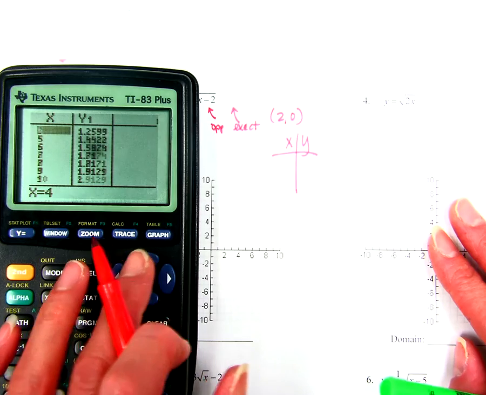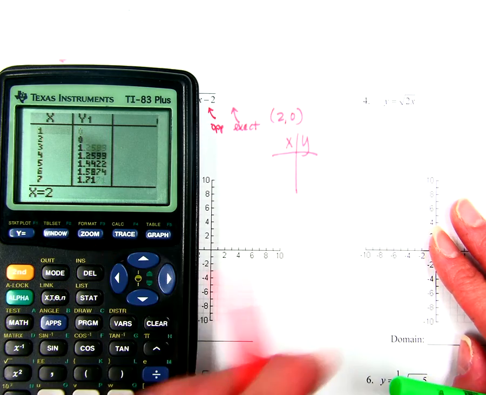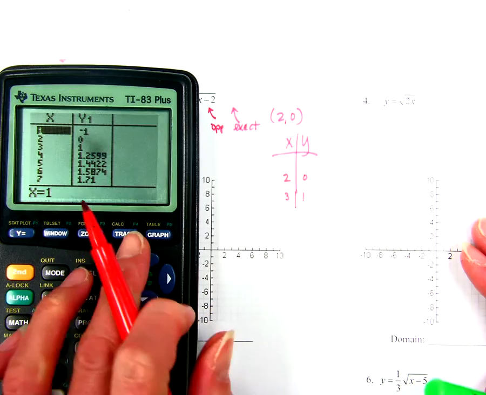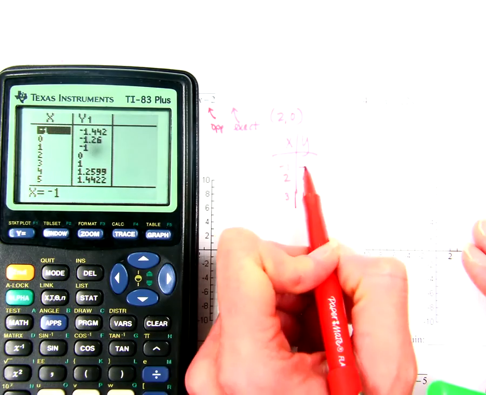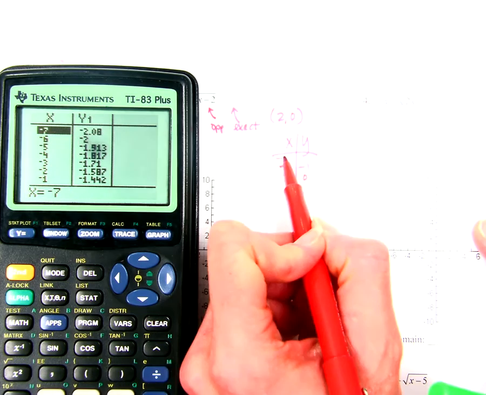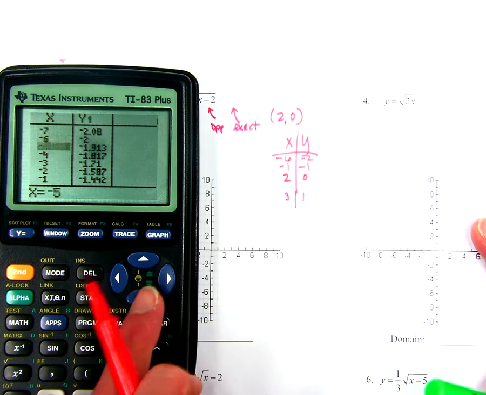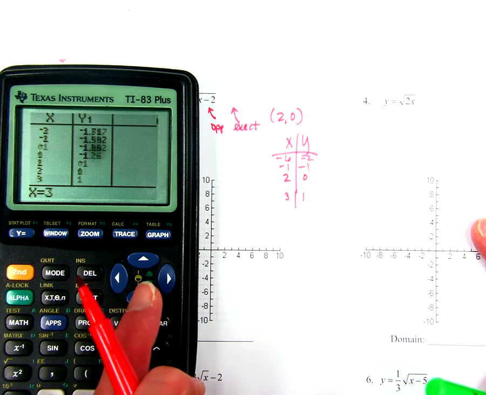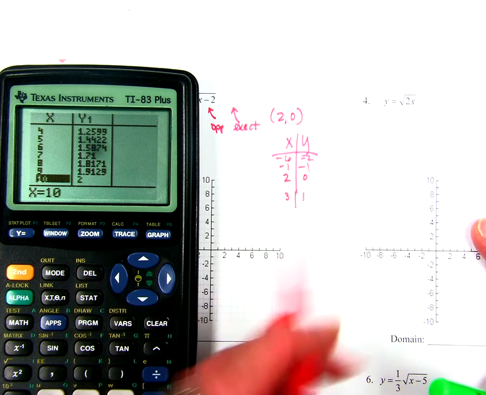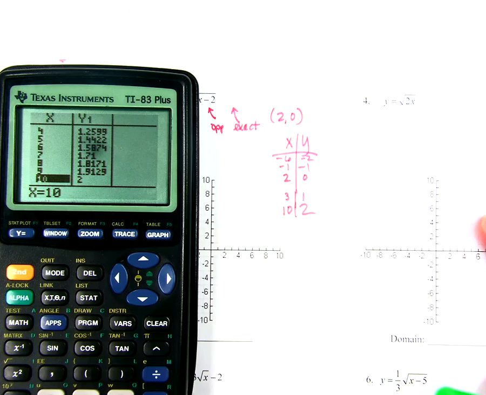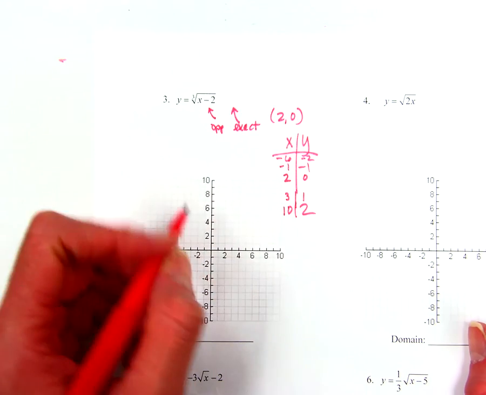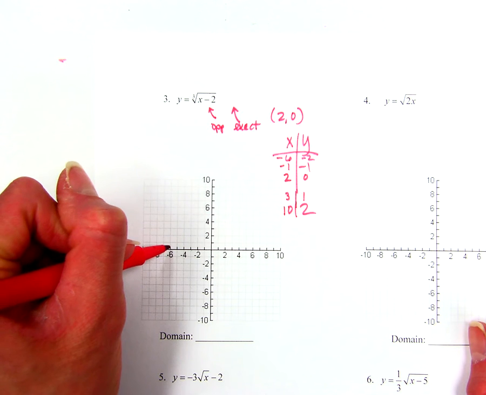Alright, so we have (2, 0). We have (3, 1). But we also have numbers before that. We've got (-1, -1). I'm going to get one more point. We have (-6, -2). And then I've got another point in this direction as well, (10, 2). So unlike in the square root problems, we didn't have any errors in our y column. So that's another reminder that this is going to go on forever in both directions.